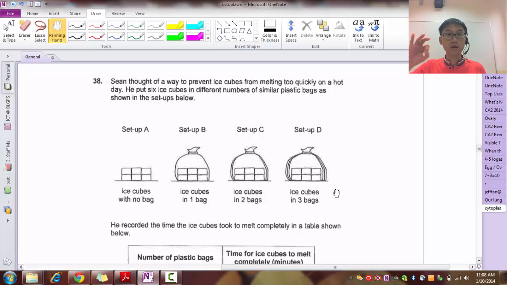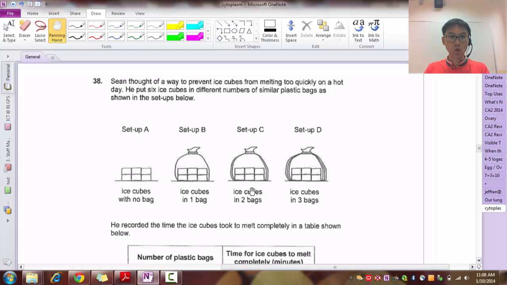Right, let's look at question 38. Sean thought of a way to prevent ice cubes from melting too quickly on a hot day. He put 6 ice cubes in different numbers of similar plastic bags as shown in the setup below. He recorded the time taken for the ice cubes to melt completely in the table shown below.